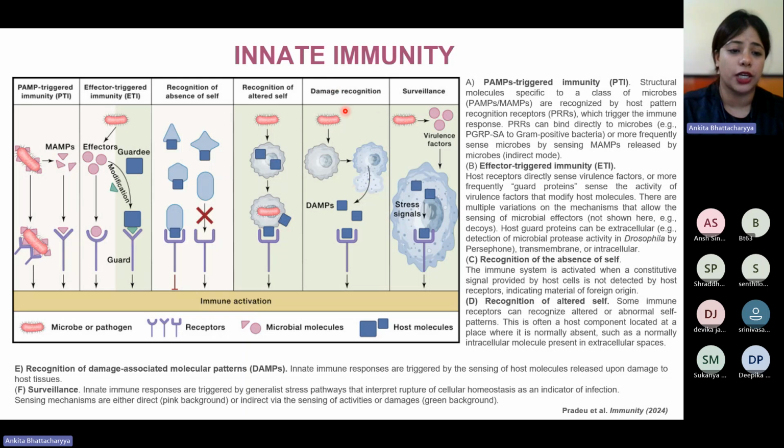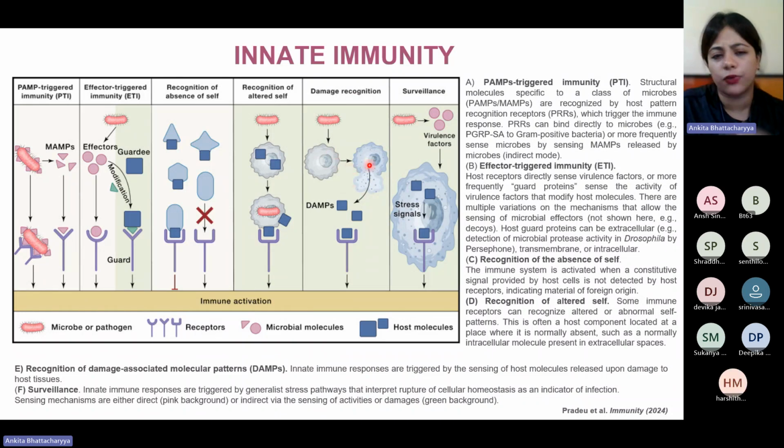Then comes damage recognition. Damage recognition is carried out by damage-associated molecular pattern receptors, or DAMPs, just another subclass of receptors. They are able to sense some molecules which are released when a cell is damaged. So what you see here is an intact cell. It has undergone some sort of damage, for whatever reason. It is damaged either by a microbial pathogen, or it has undergone some changes in its genome, which is causing it to die or undergo apoptosis.